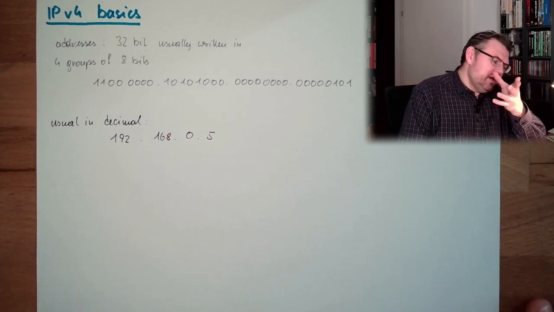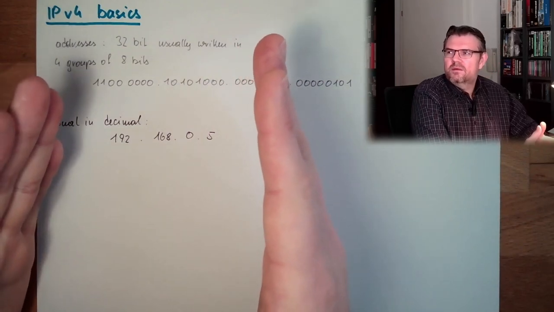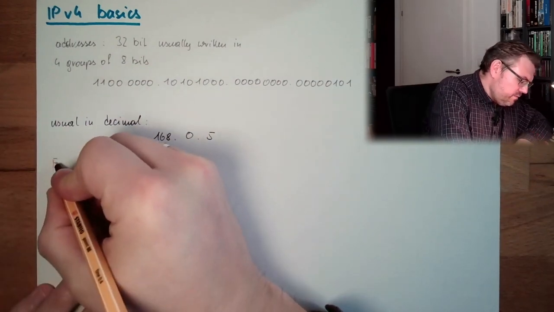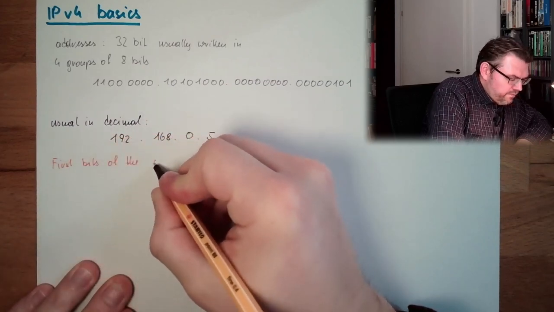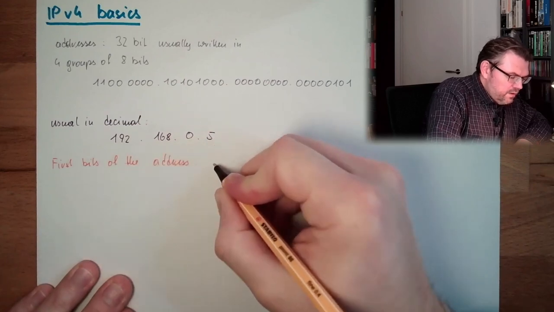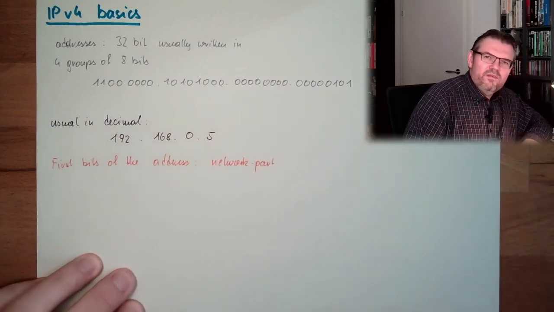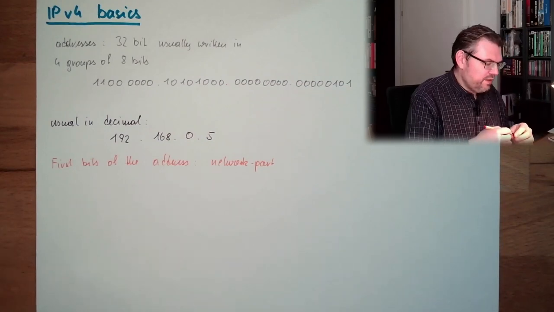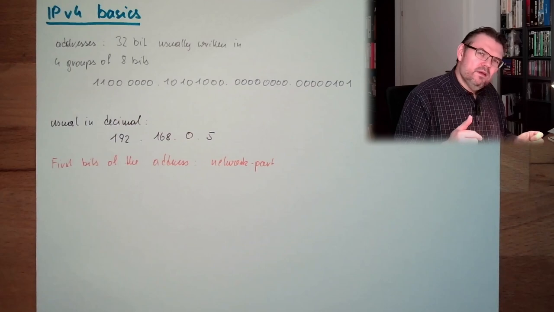A part of this address, the first bits, is called the network part. The network part, the first bits of the address, is defining the network. So the network has a certain address, and every address which is inside the same network can communicate to each other.